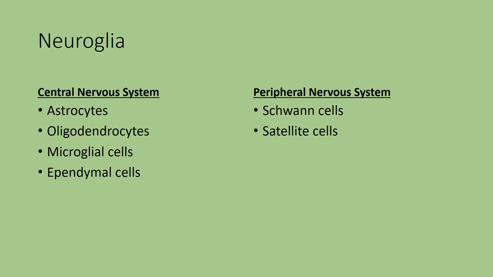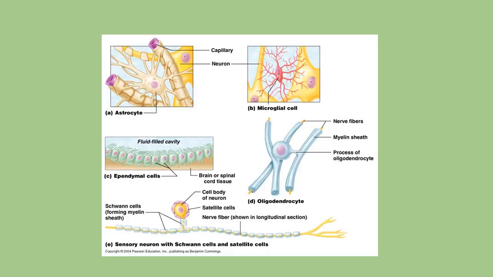In the central nervous system, there are 4 different types of these neuroglial cells: the astrocytes, oligodendrocytes, microglial cells, and the ependymal cells. In the peripheral nervous system, which is everything outside of the brain and spinal cord, there are 2 types of neuroglial cells: the Schwann cells and the satellite cells.